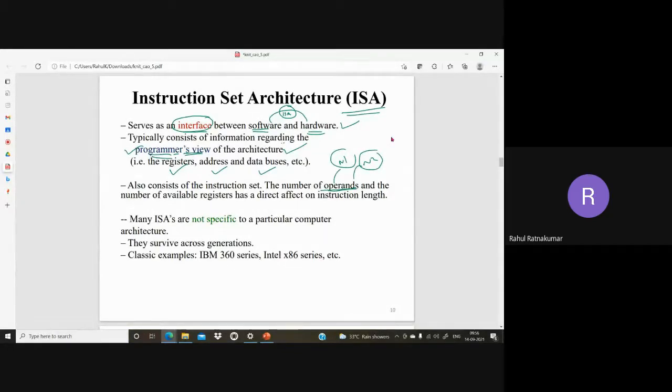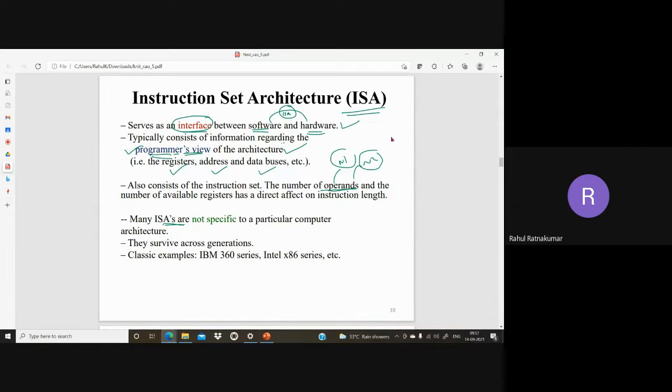Okay, so ISAs are not specific to a particular computer architecture. There are some ISAs which are general purpose, or can be used in many architectures. There can be some which are specific, because ultimately, if I make an individual ISA, or at least assembly language, for each individual processor, it will be very difficult for a user or customer to learn every time. Every new processor would be a new language or new instructions. So we'll make sure that it is compatible with the earlier versions.